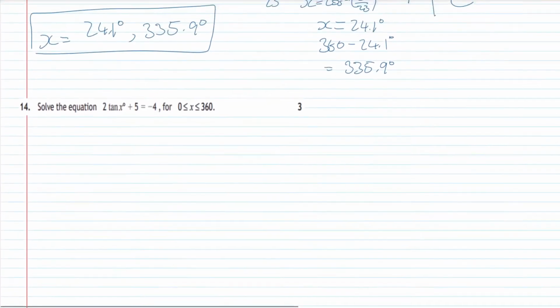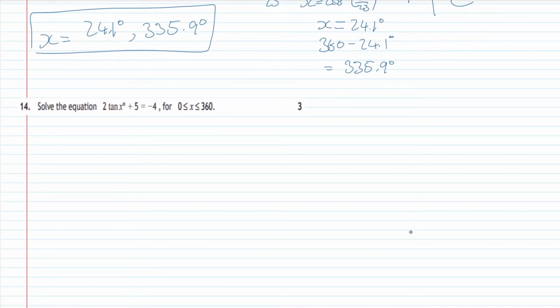This time we're still on a tan equation, and it's a standard equation, worth 3 marks. So let's get going. We've got 2 tan x plus 5 is equal to minus 4. Let's rearrange to get tan x on its own. So let's take the 5 across first.